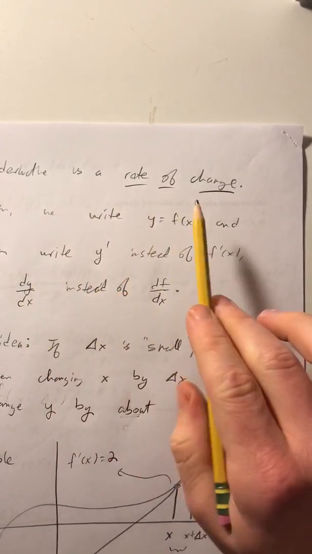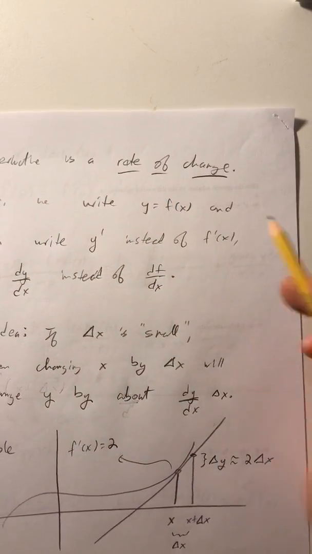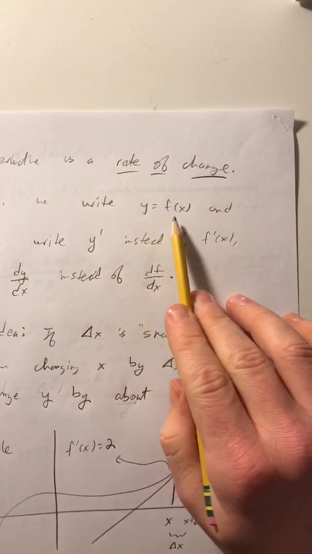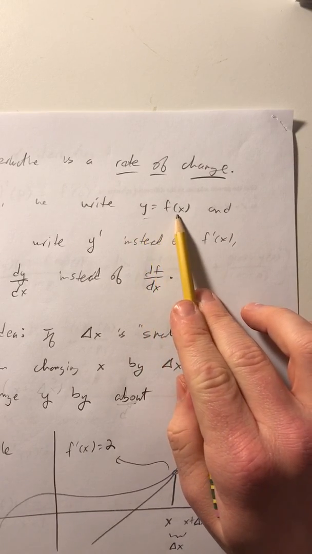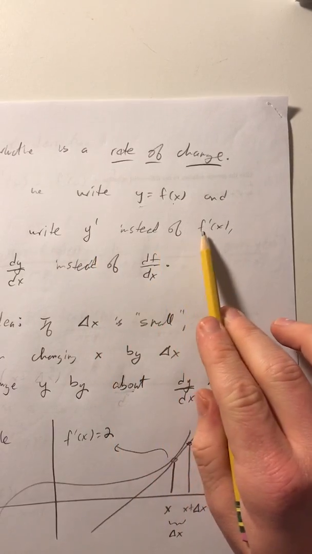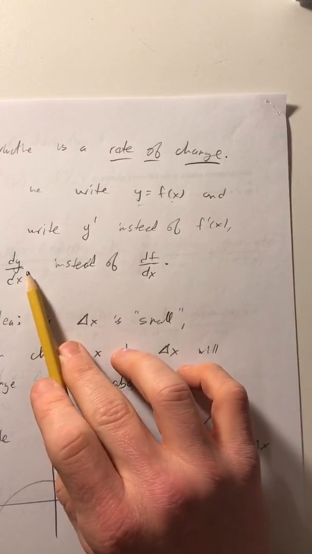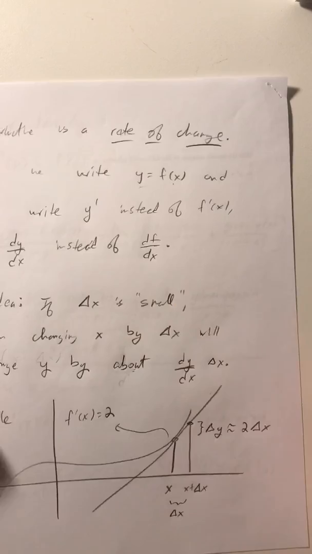As we said earlier, the derivative is a rate of change. So often we will write y instead of f of x, and we often name our function y instead of f of x. We can write y prime instead of f prime of x. We can write dy dx instead of df dx.